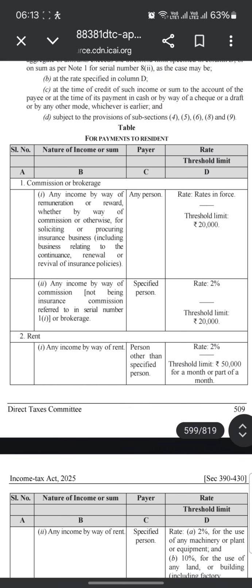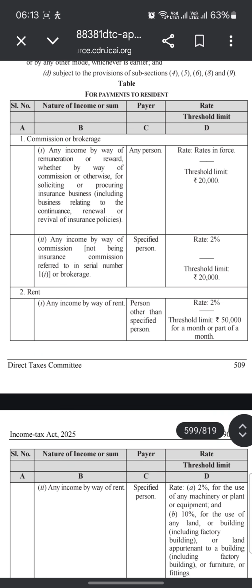This is at the time of credit of such income or sum to the account of the payee, or at the time of its payment in cash or by way of cheque or draft or any other mode, whichever is earlier, and subject to the provisions of subsections 4, 5, 6, 8 and 9.